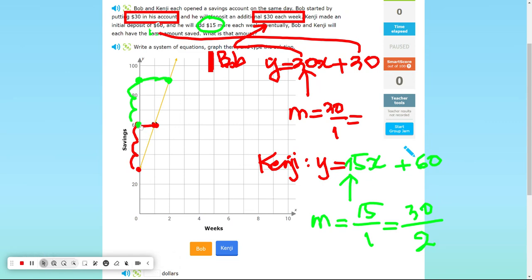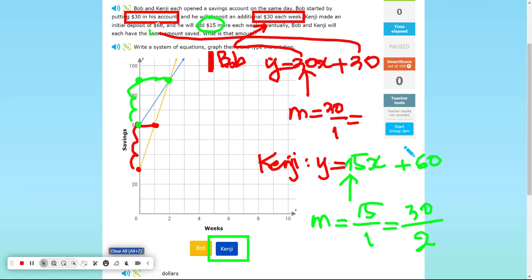We start at 60 and then, ooh, I have to make sure I click on Kenzie. Make sure you move to Kenzie. So I have to switch to Kenzie and press it. Now Kenzie starts at 60. I go up 30 and go to the right 2. So that is the slope, 15 over 1 or 30 over 2. All right, so I'm done.